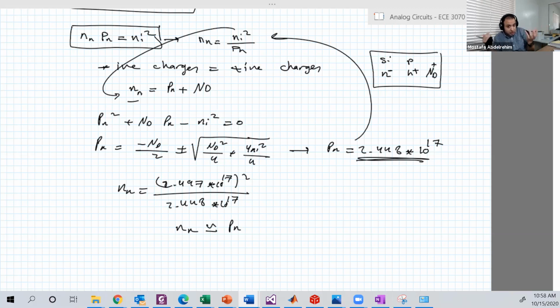That means the positive holes, or the positive carrier charges, are approximately equal to the negative carrier charges. That's why we can consider this piece of silicon as an intrinsic piece of silicon, although it's doped by phosphorus. But because of the temperature, both become approximately equal. Okay.